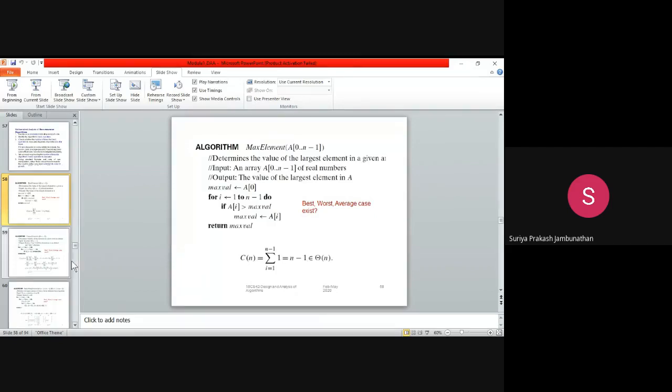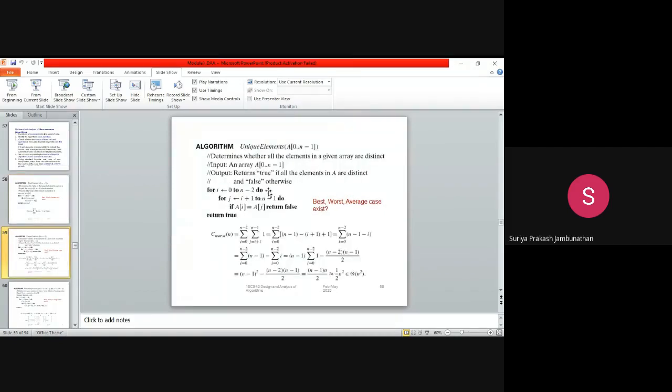For that the time complexity and space complexity will become C of n is equal to big theta of n. When you are going for multiple arrays, because you are checking the unique elements, we are dealing with 2 arrays. In that case, it gives us big theta of n square. We are taking it 2 times, so that we are making n square.